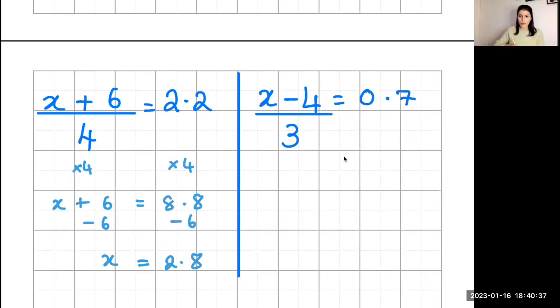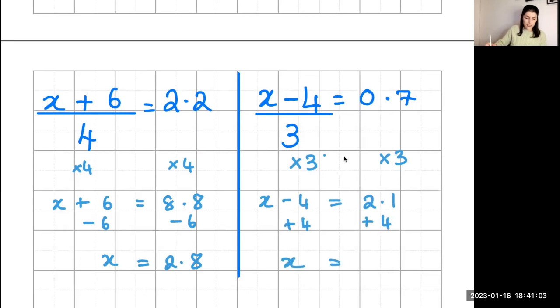Okay, good. So a lot of people have finished this and you're writing the answers, which is amazing. Let's quickly go through it to anyone that hasn't. So because everything is divided by 3, we're going to times by 3 on both sides. So you're just left with x minus 4 on the left-hand side, and then 2.1 on the right-hand side. And then we just need to add 4 to get x is equal to 6.1. Lovely.